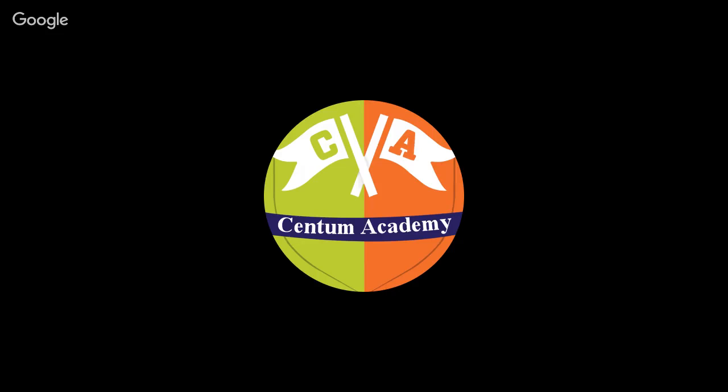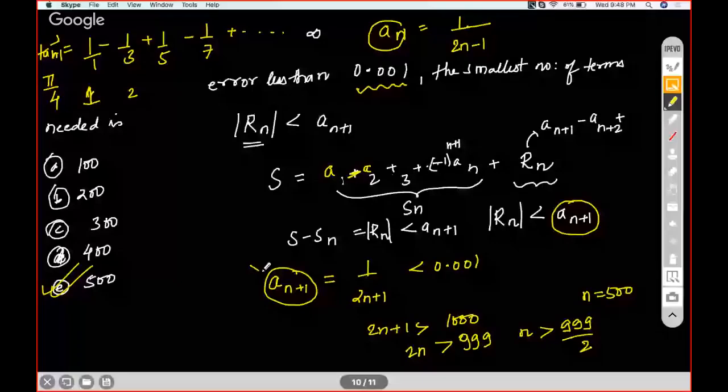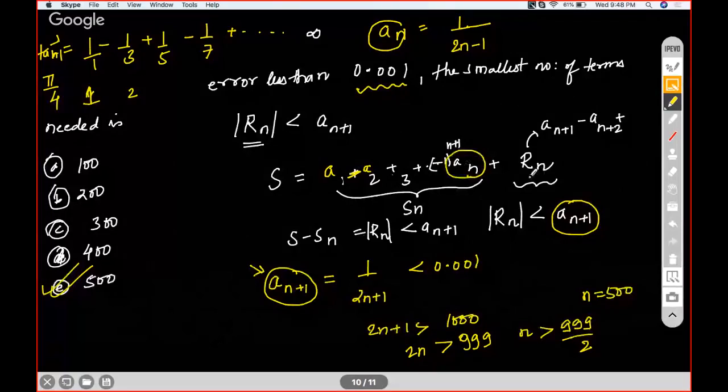You're summing till this term, but the error will be the first of the omitted term, correct? This is what I wrote. You're summing till n terms, and the error, whatever is left, cannot be greater than the first omitted term. So R will always be less than a(n+1). Understood, Shreya? Yeah, I got it.